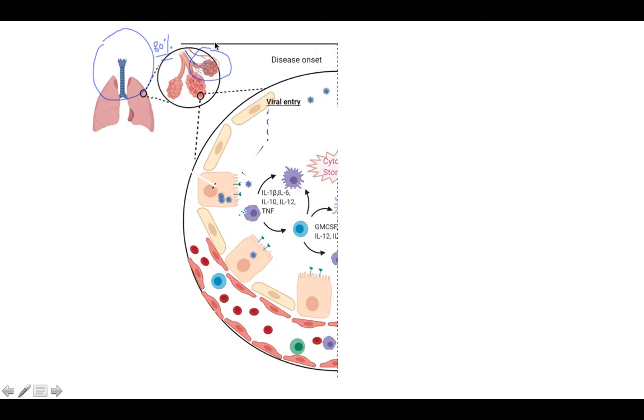If you magnify these alveoli, we can see something like this. These are the blood vessels passing through the alveoli. There are two types of cells. These are type 1 alveolar cells or pneumocytes, and the other cell is type 2 pneumocytes or alveolar cells.